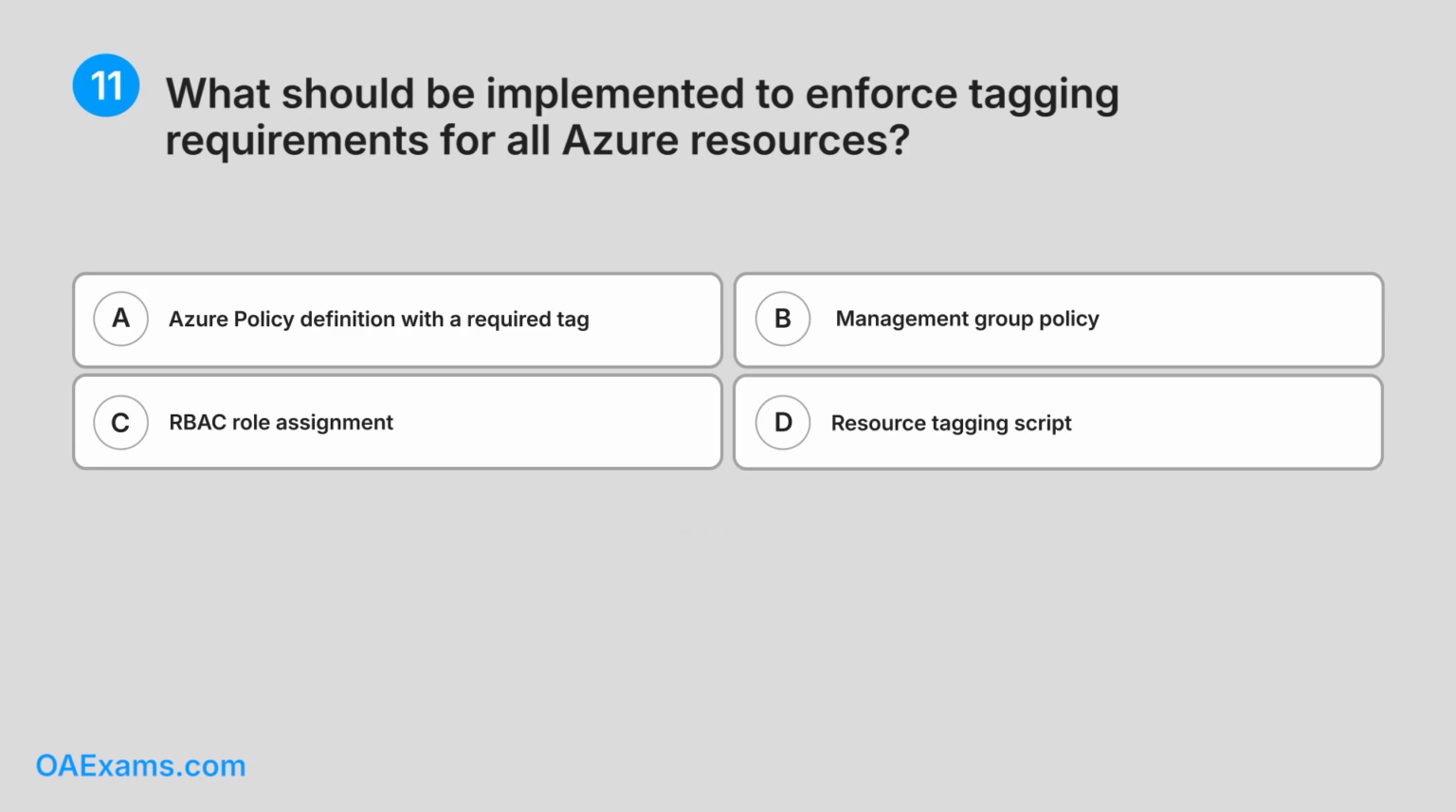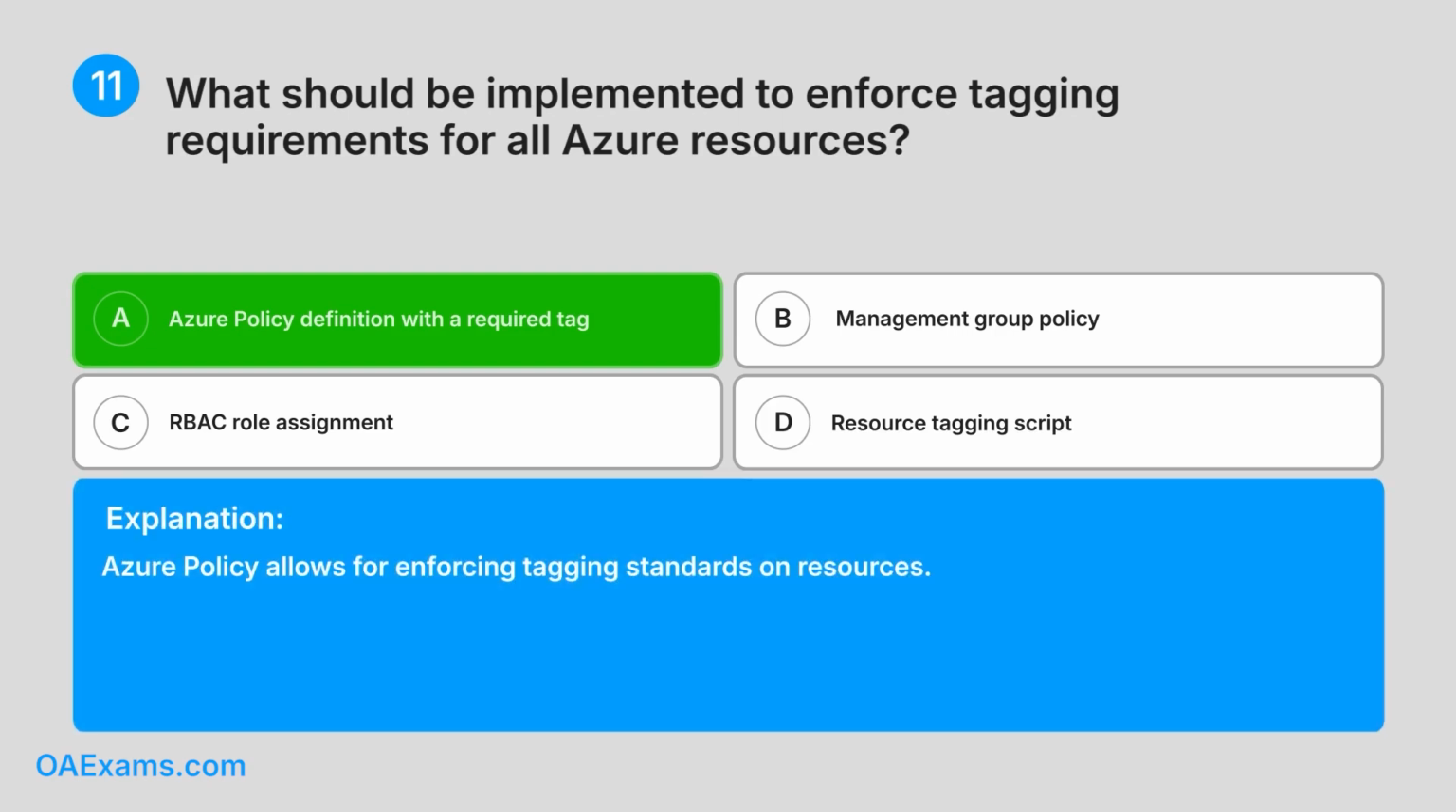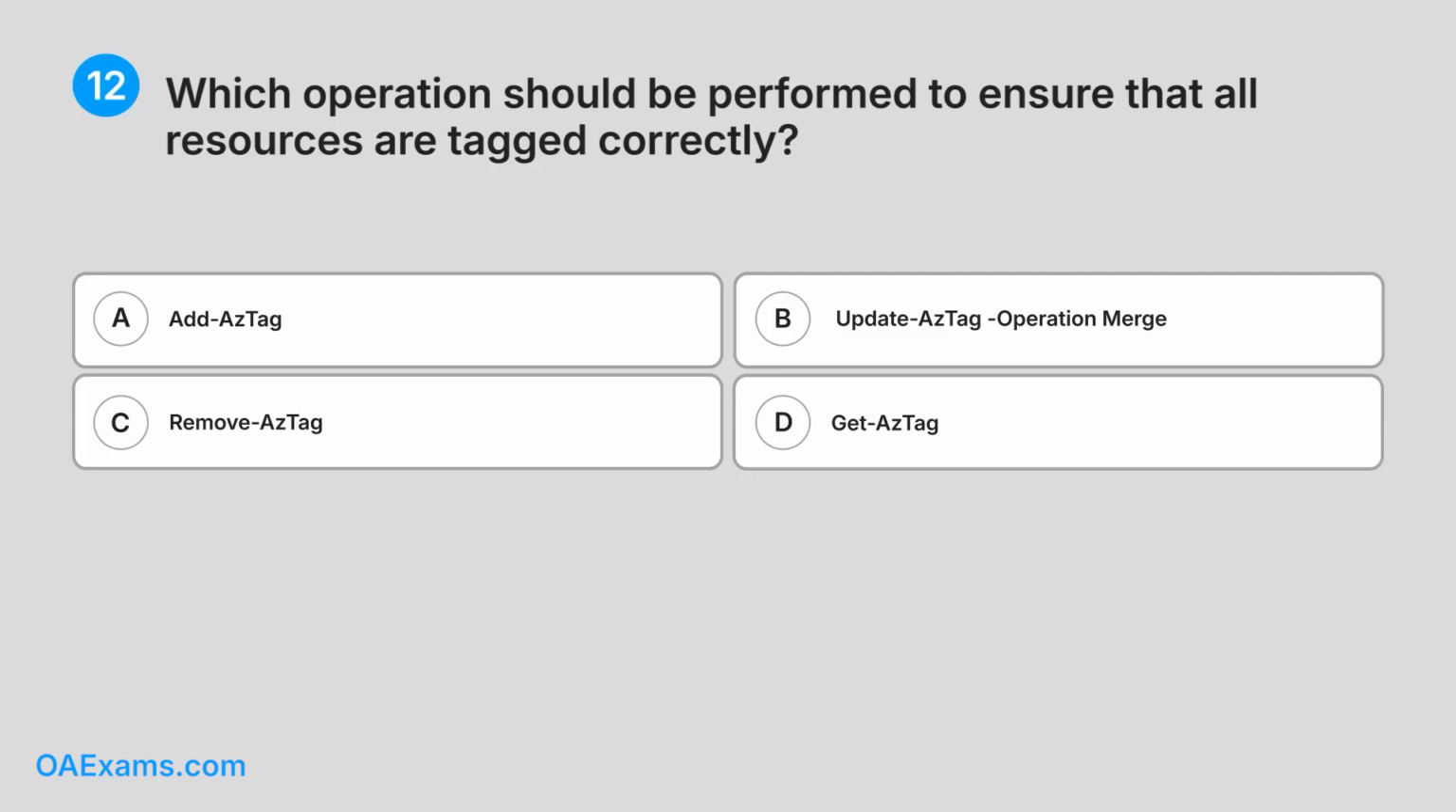Correct answer. A. Azure Policy definition with a required tag. Explanation. Azure Policy allows for enforcing tagging standards on resources. 12. Which operation should be performed to ensure that all resources are tagged correctly?